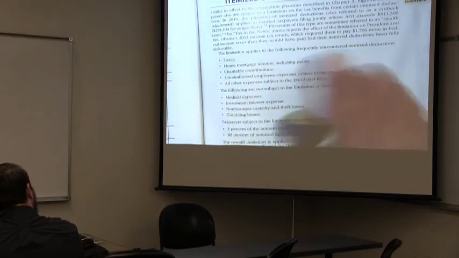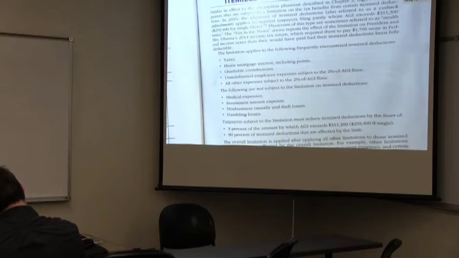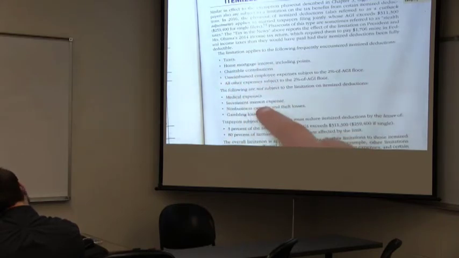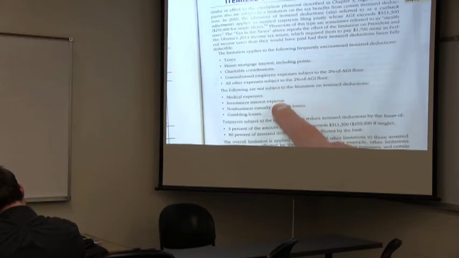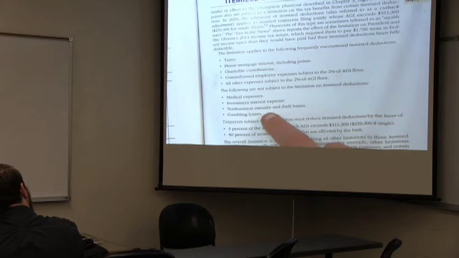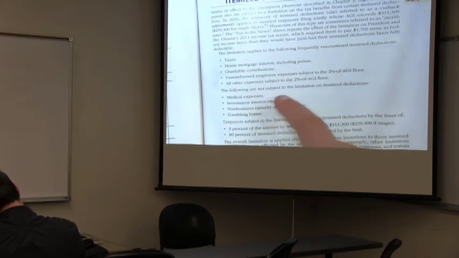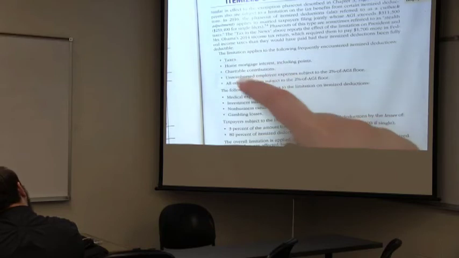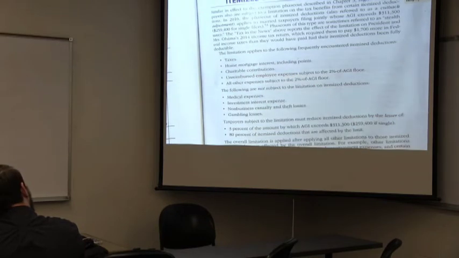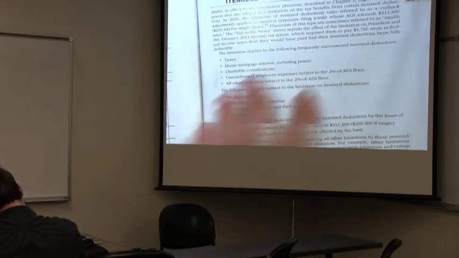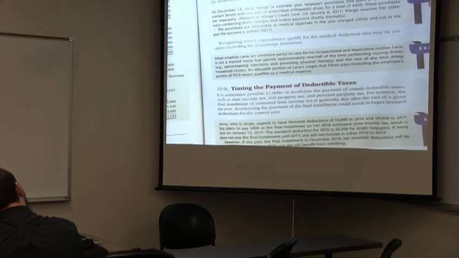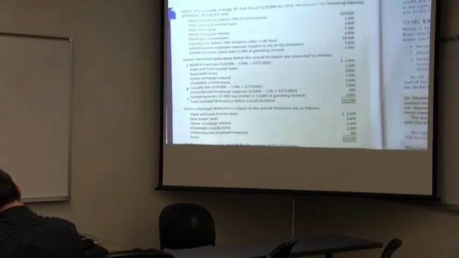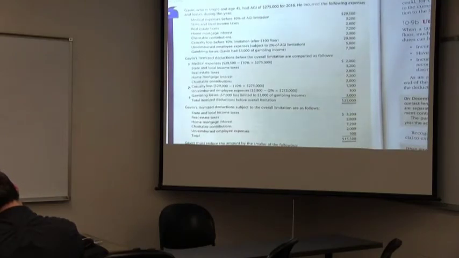you can have a phase out of what you're allowed as an itemized deduction if you have a rather large AGI, but not all itemized deductions are subject to phase out. So medical expenses, investment interest expense, casualty losses, and gambling losses are not subject to the limit, but other itemized deductions are. And this is on page 1029 of your book. So if you take a look at the next page of the book, there is a rather long example on how this works.